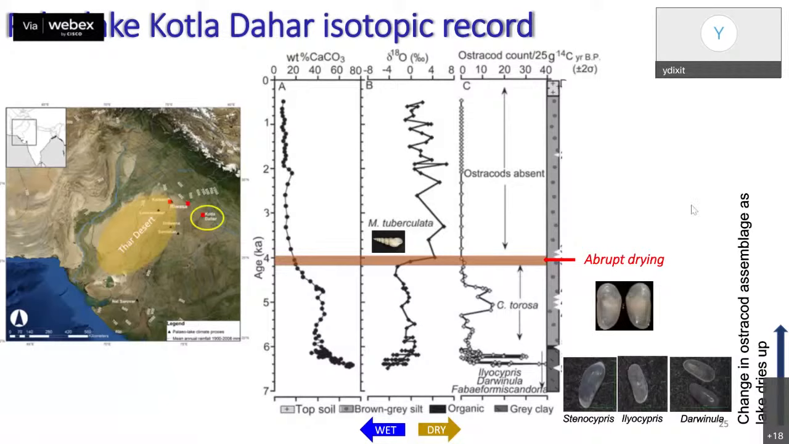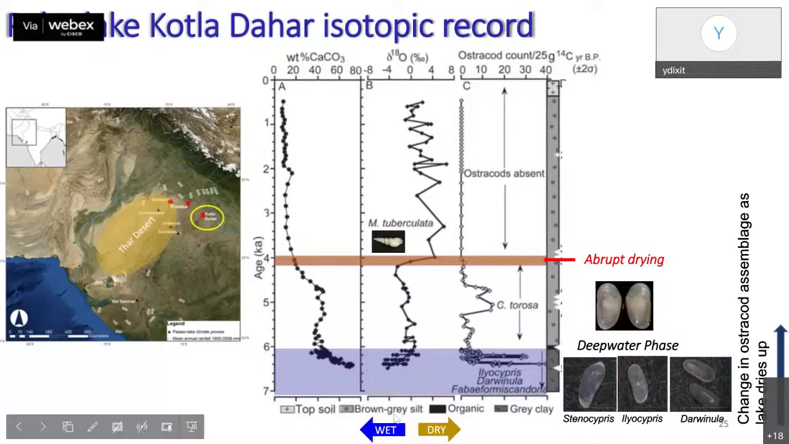Now, if we quickly look at how the lake has evolved, this is the deepest part of the lake. How do we know it? It's because of the calcium carbonate content. It was about 60 to 80%, really high carbonate, a lot of shells. We can easily measure oxygen isotopes on these shells. Because this is a terrestrial archive, on land, the oxygen isotopes are really negative. That means it was quite wet at that point.